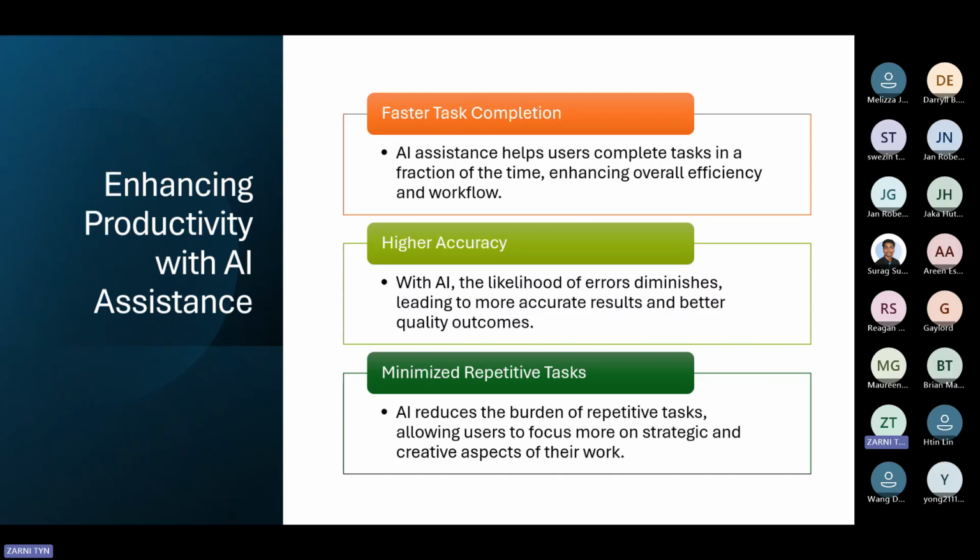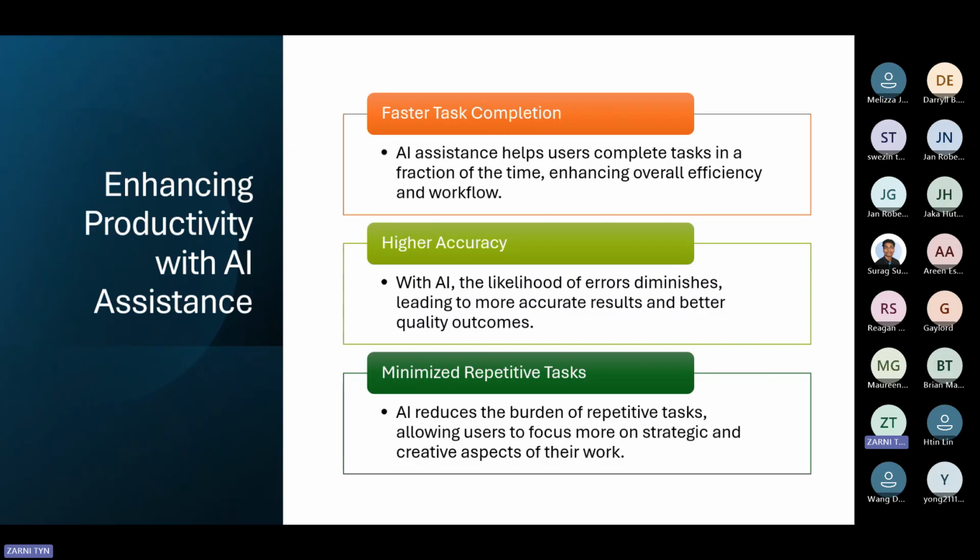This is three things. First is faster task completion. This AI assistant helps users complete tasks in your working time and predicts the time, enhancing overall efficiency and workflow. This is the first thing. Second thing is higher accuracy. It means Microsoft AI Copilot reduces the likelihood of errors, leading to better quality outcomes. This is higher accuracy.